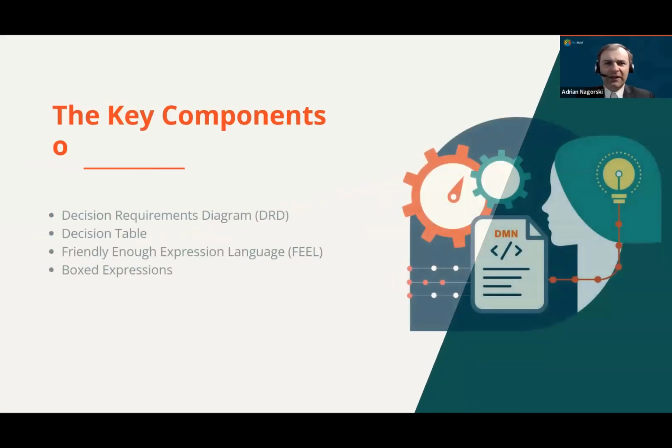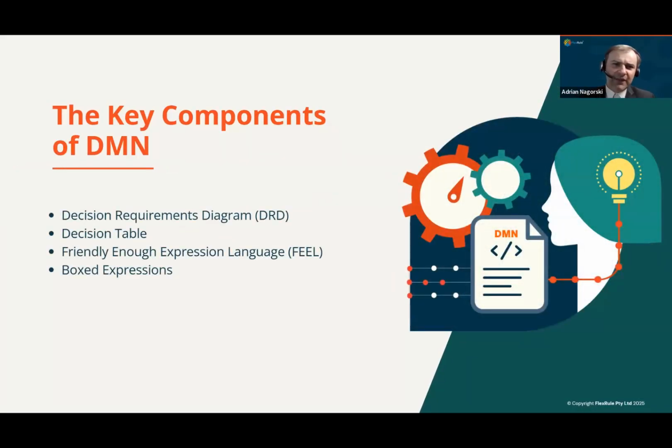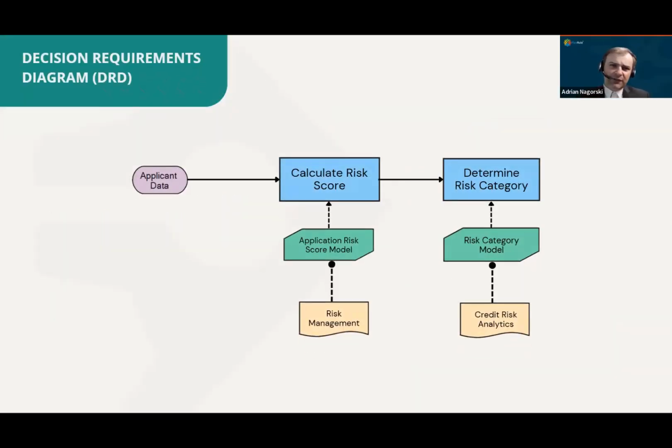Let me quickly go over the key components of DMN as a recap. The first component is the DRD, or Decision Requirements Diagram. The first step is to model the business decisions at a conceptual level using the decision requirements diagram. The DRD allows you to decompose a complex business decision into subcomponents. These subcomponents can range from different things such as input data and business knowledge.